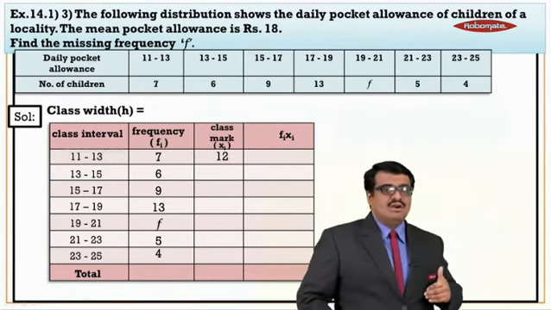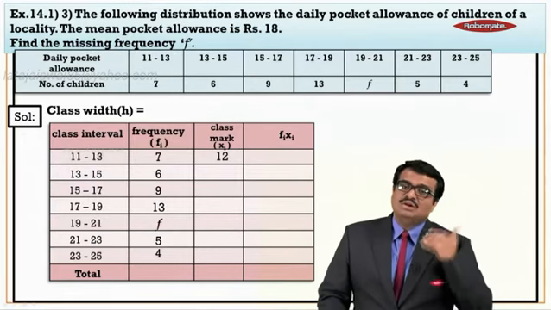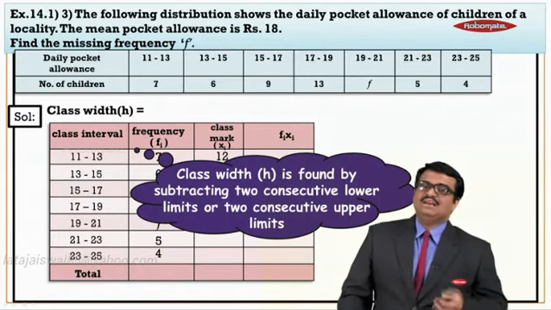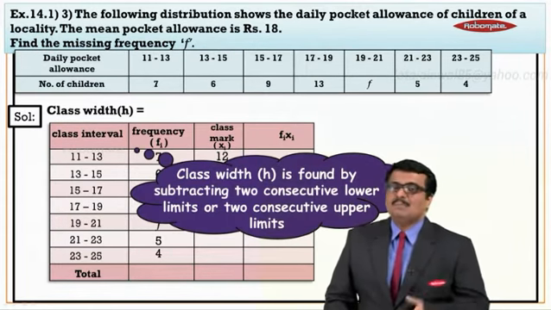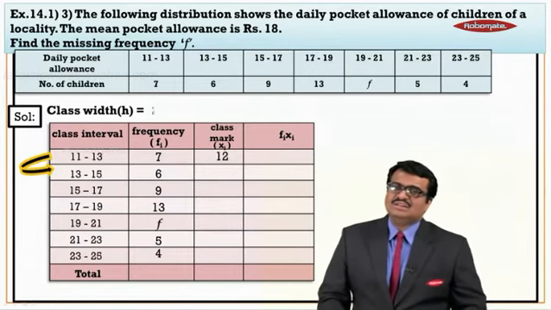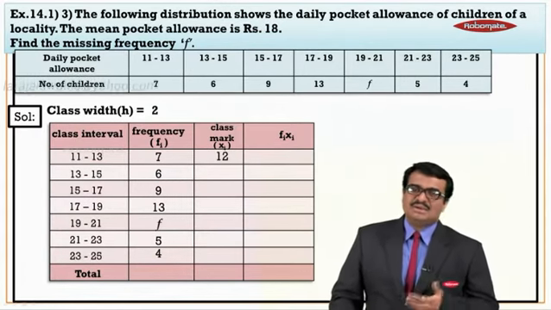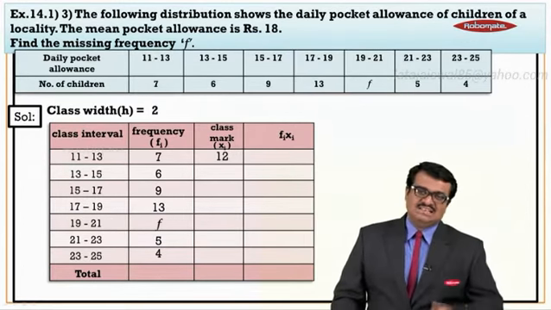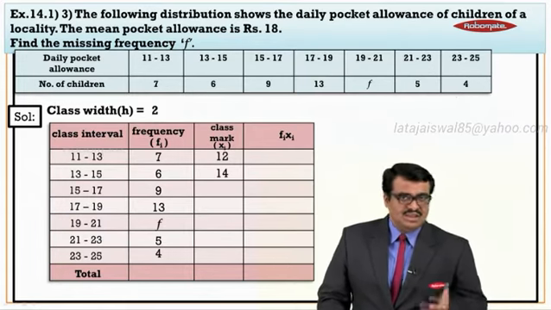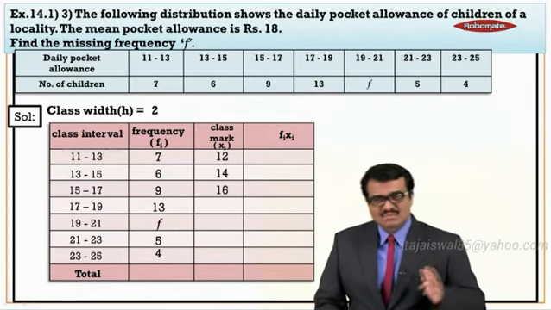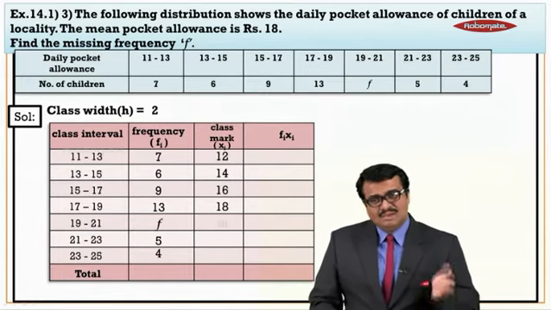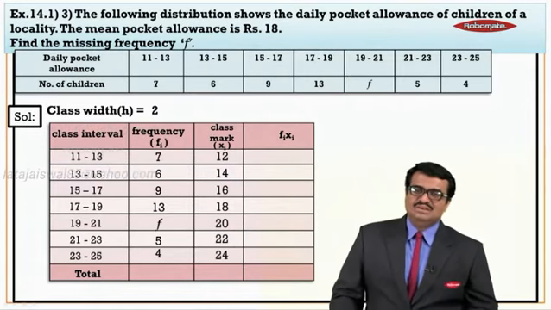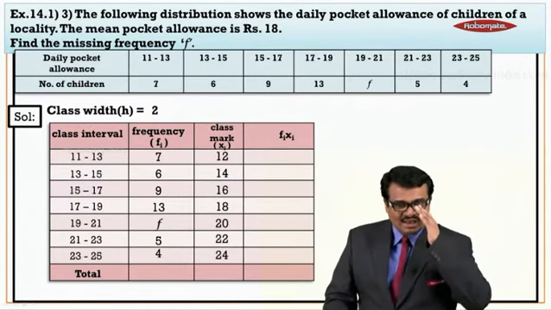We are not going to find it for all, only for the first one. And then you know what to do: you have to add the class width. What is the class width? Class width H is found by subtracting 2 consecutive lower limits or 2 consecutive upper limits. What are the 2 consecutive lower limits here? 13 and 11. If you subtract them, you get the class width as 2. Now, go on adding this class width 2 to get the next class mark. So 12 plus 2 gives 14, 14 plus 2 gives 16, 16 plus 2 gives 18, 18 plus 2 gives 20, 20 plus 2 gives 22, 22 plus 2 gives 24. So we found the class marks.